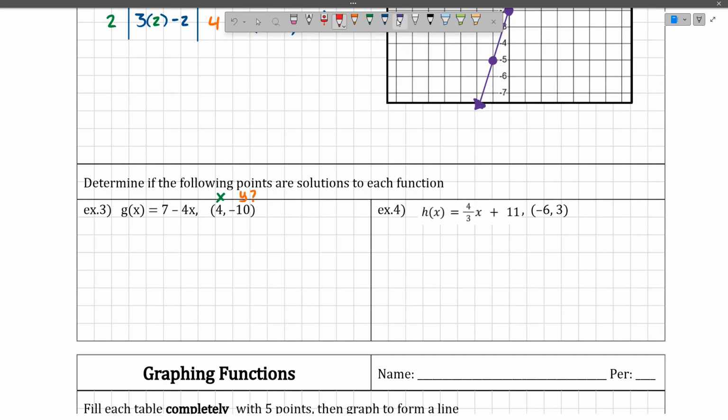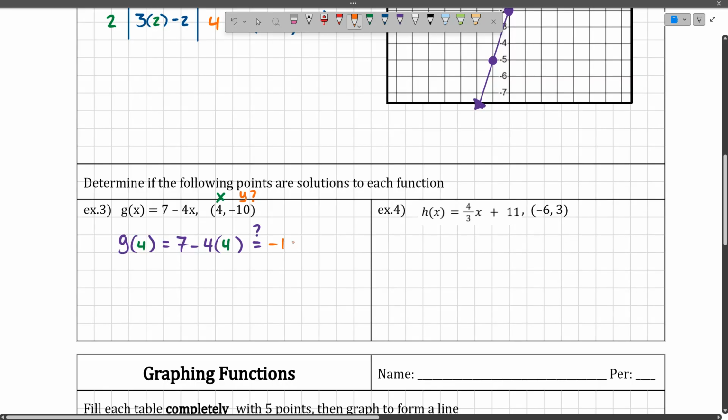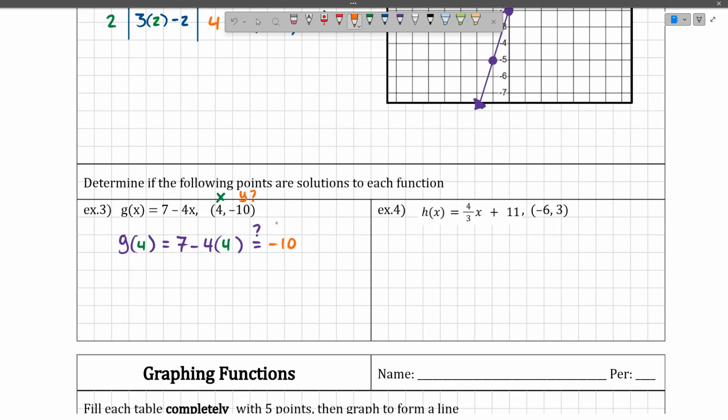Is g of 4, which is equal to 7 minus 4, and I'm replacing that x with a 4. Is g of 4 equal to -10? That's the question. If it is, this works. If it isn't, it's fake. So let's see.